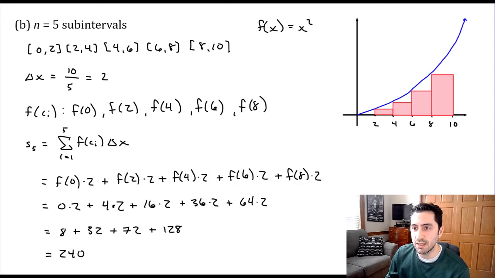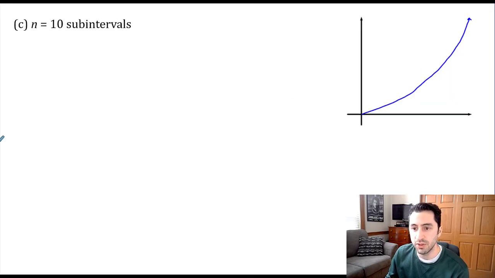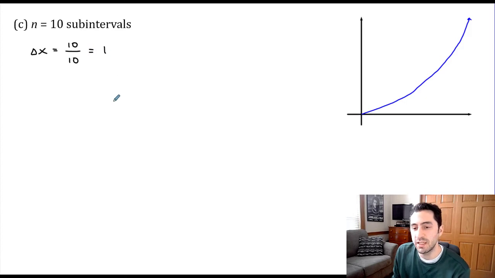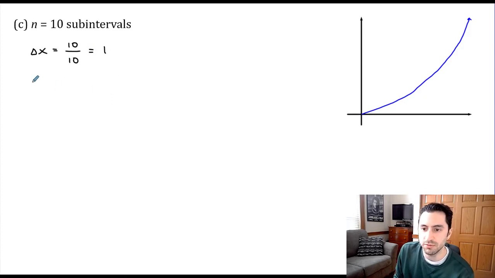And just like the last example, with two subintervals, we can see that we still have quite a bit of missing area. So we still have quite a bit of error here, but maybe if we use more rectangles, we'll get even closer. So let's jump up to 10 subintervals. Now, in this case, our subintervals are going to be from 0 to 1, 1 to 2, 2 to 3, and so on. And then the width of each rectangle is going to be the entire length divided by the number of subintervals. So that's going to be 10 divided by 10, so each rectangle has a width of 1.